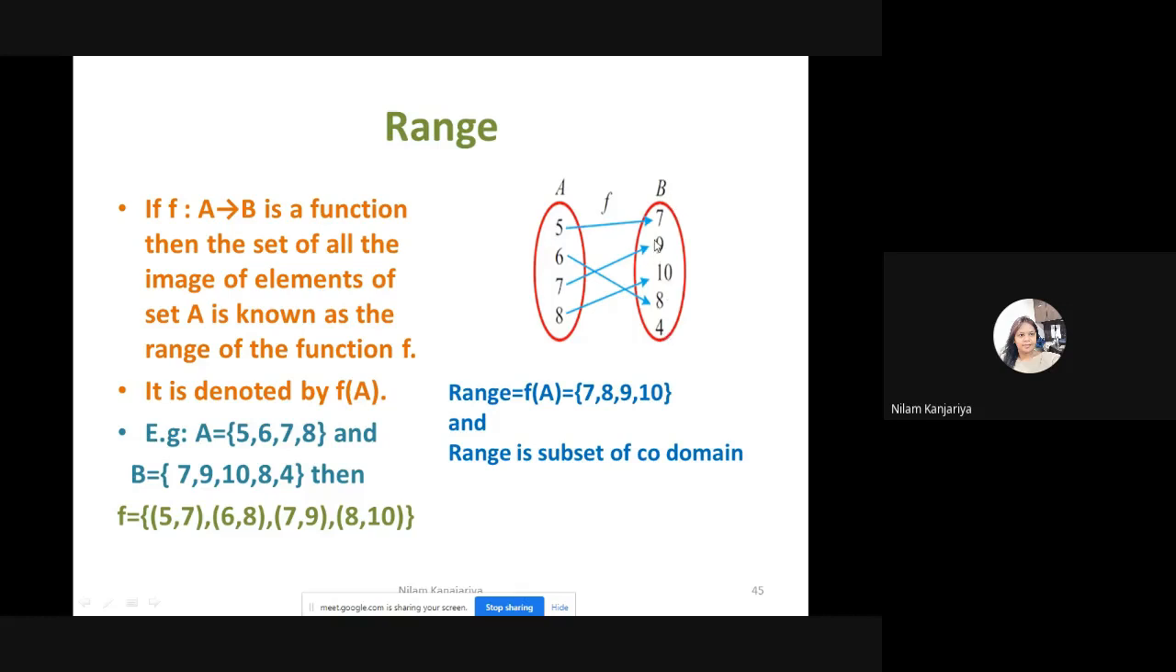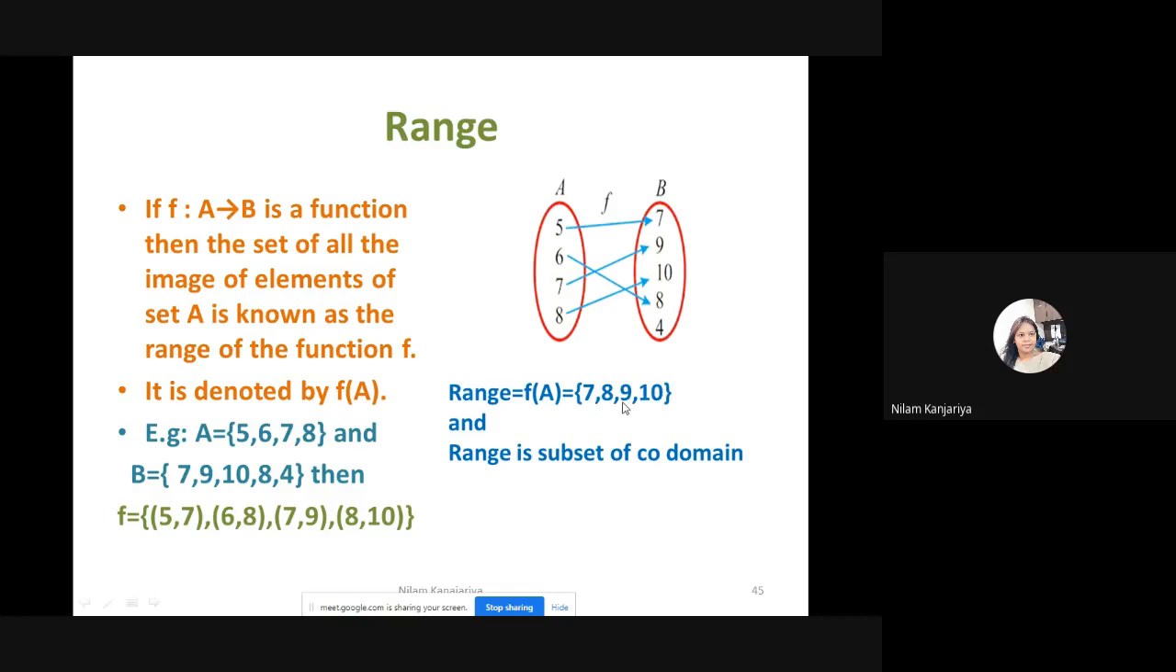You write in the range the collection of set B, nothing more, but only the element which is making a relation with A. Look at the 4, it is not making a relation with any element, so we can't write it in the range. Each element of the collection in set B is the codomain. The element of the codomain which makes a relation with the domain, that collection is known as the range.